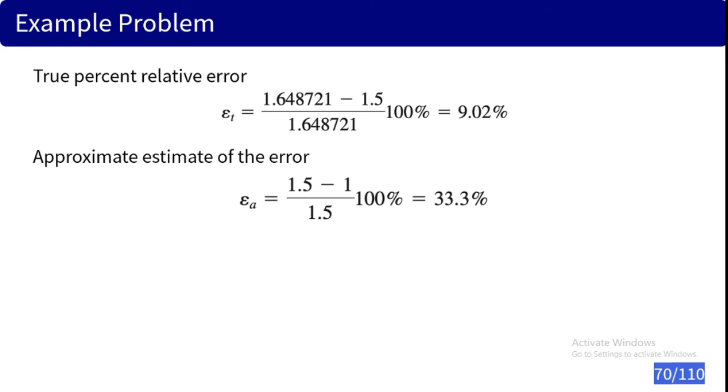Then next we compute the approximate estimate of the error. The definition of approximate error is the current approximation minus the previous approximation, over the current approximation, multiplied by 100%. The current approximation of the Maclaurin series is 1.5, the second estimate, and the first estimate is 1. So the approximate error is 33.3%.